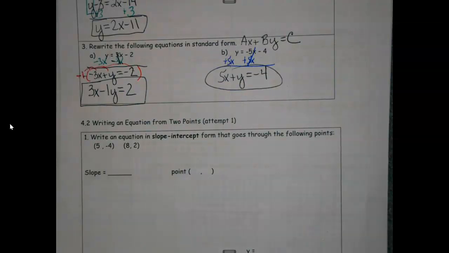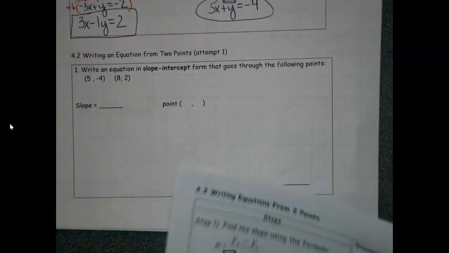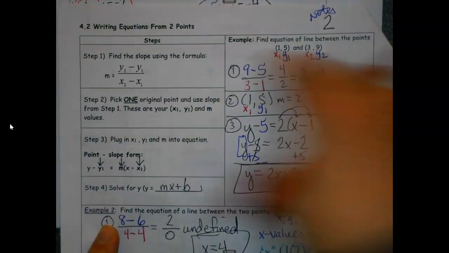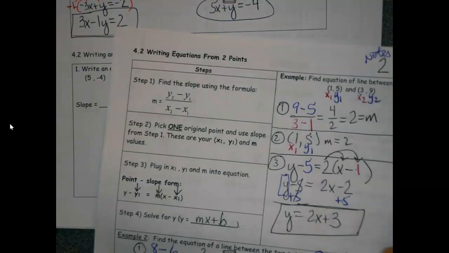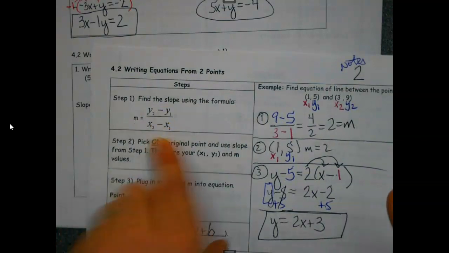So then I get to the big one. You're like, uh-oh. Write the equation in slope-intercept form that goes through the following points. So I'm given 2 points, and I got to do all this other stuff. Now here's the good news. You've got a step-by-step for the entire thing with an example right here to work with. So I'm like, okay, so what do I got to do first? I got to find the slope using my formula.